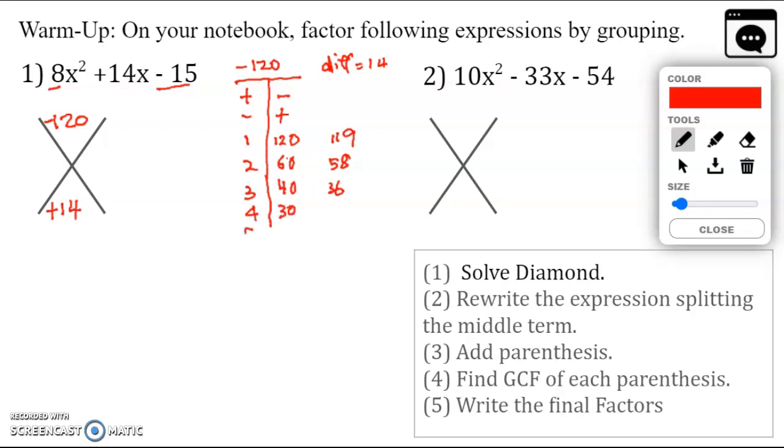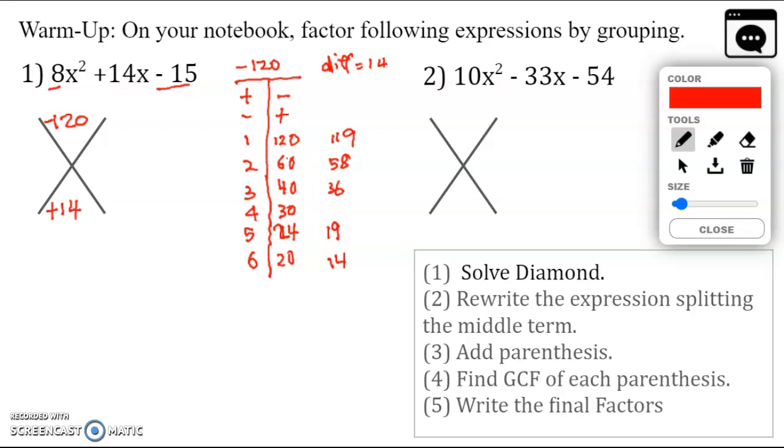What about 5 times 24? 5 times 24 will be 120, and the difference is 19. So we are getting smaller. Okay, what about 6 times 20? And that's 14. Okay, so at this point we found our 14. The difference is 14. Now we need to decide which is the positive number and which is the negative number.